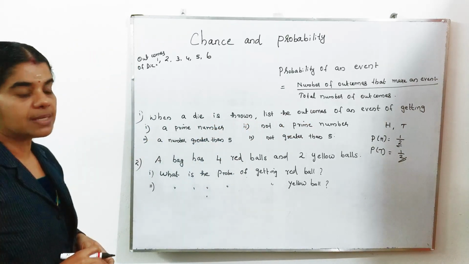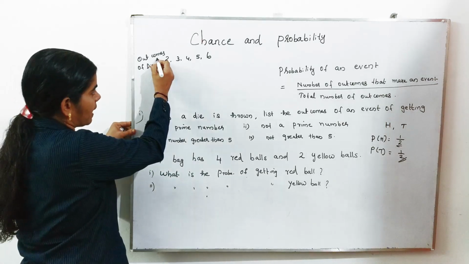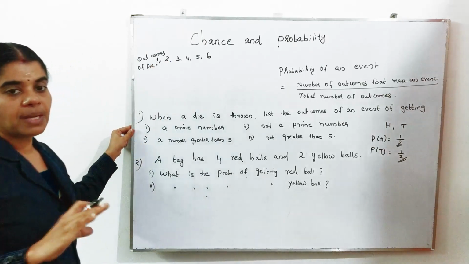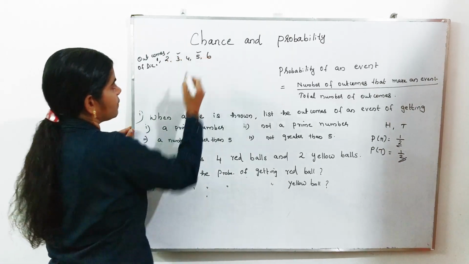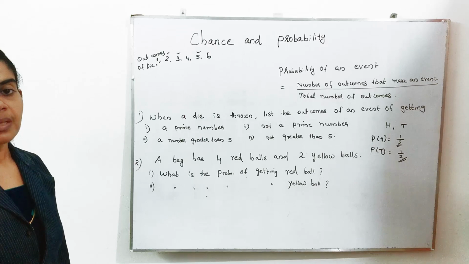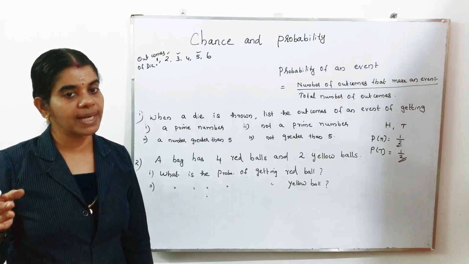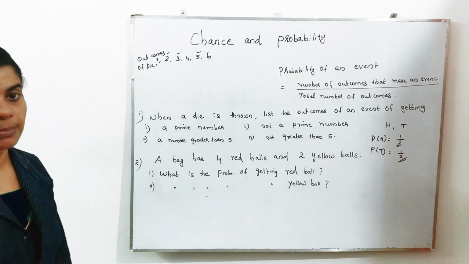Which are the prime numbers here? One is not a prime number, not a composite number. So the prime numbers are 2, 3 and 5. What does it mean by prime number? The numbers having 1 and that number only as the factors, that is known as the prime numbers.